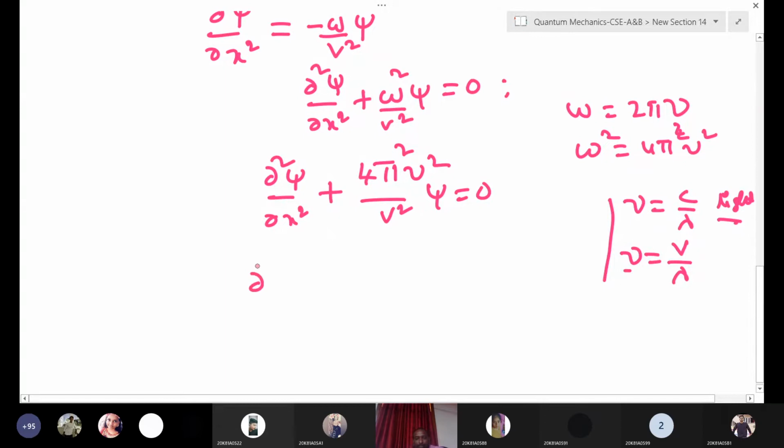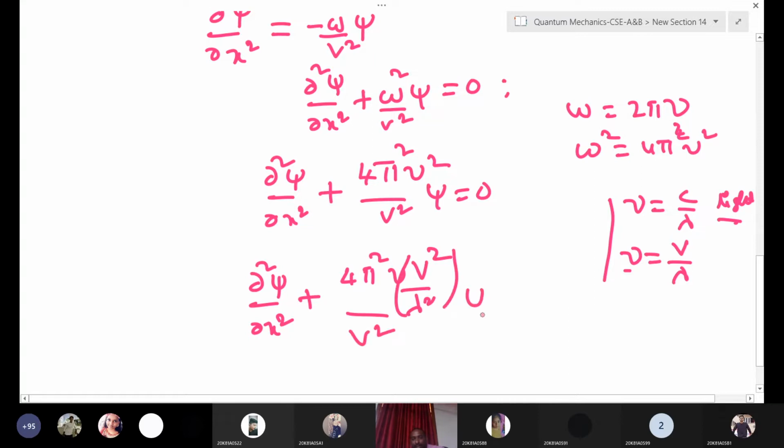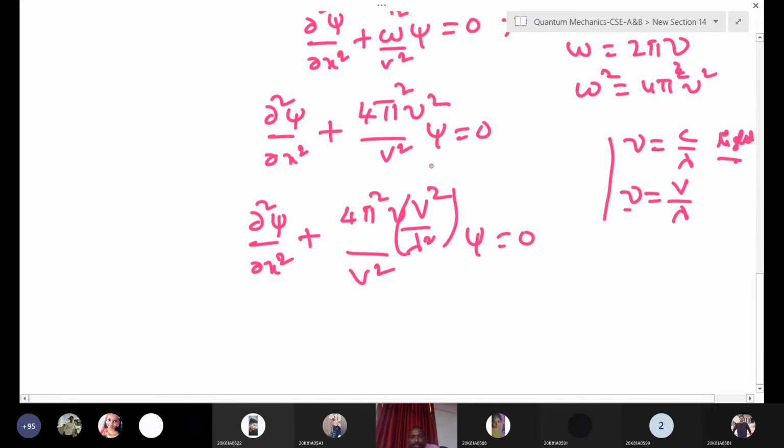Substitute there: dou square psi by dou x square plus 4 pi square nu square, or you can write v square by lambda square, into psi is equal to 0. We are replacing nu with v by lambda. Now, what is the next expression? Here v square gets cancelled out, right? So 4 pi square by lambda square into psi is equal to 0.